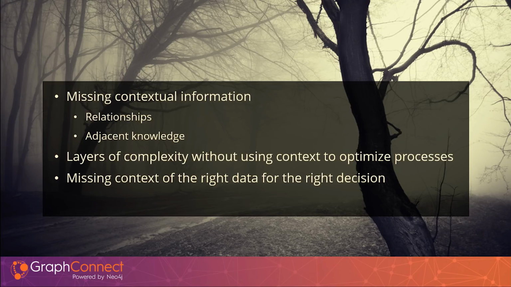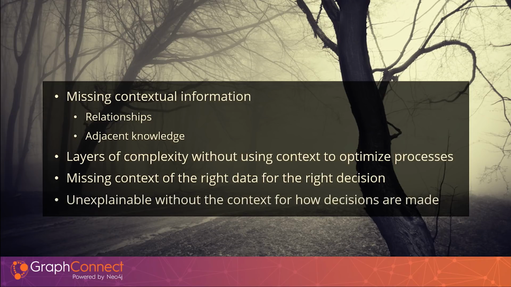There's also a lot of missing context in knowledge systems. They're missing that adjacent information, getting the right data for the right decisions. If we think about the FOB example, the software worked just splendidly, but it was the right solution for the wrong problem. It wasn't appropriate for that situation.